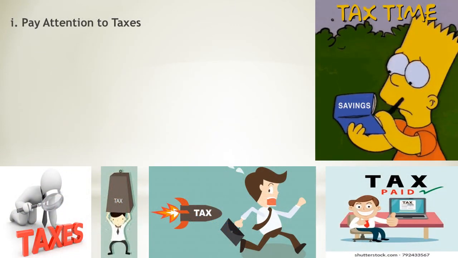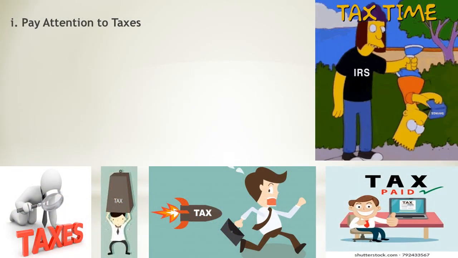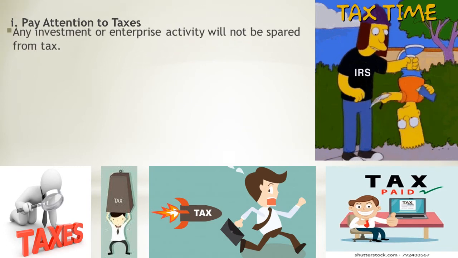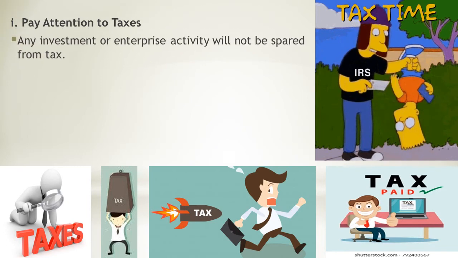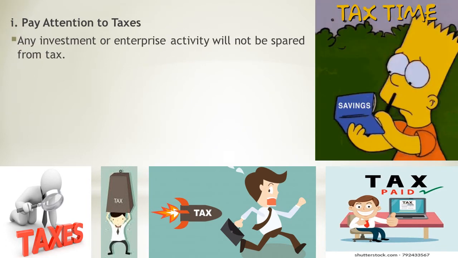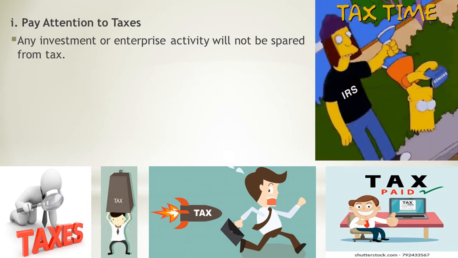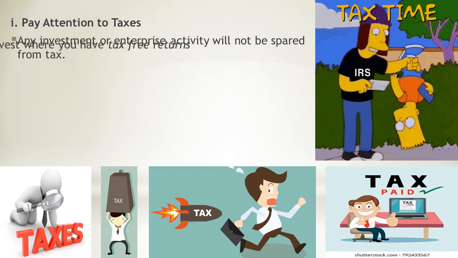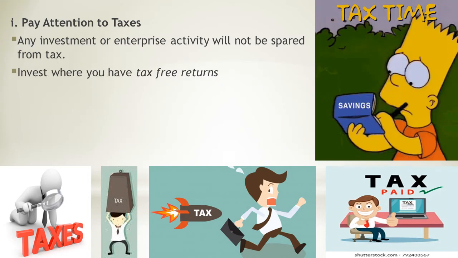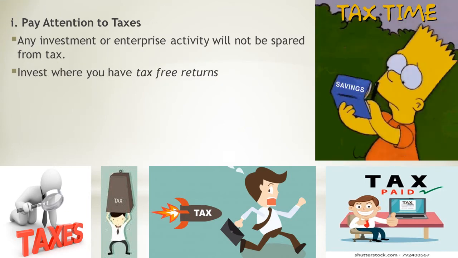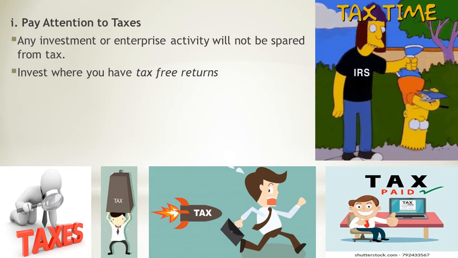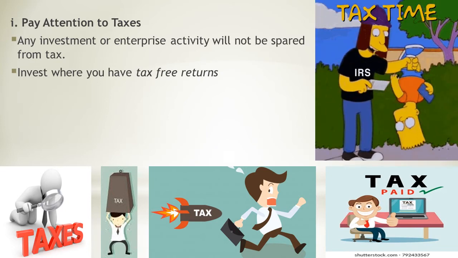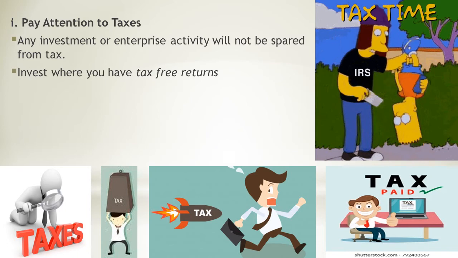The second last one is pay attention to tax. Tax is levied on our income that we pay the government. An investment or enterprise activity will not be spared from tax. So also the businesses do pay taxes. So invest where you have tax-free return. So the avenues that we put our money in, all the income that we receive are not being taxed.